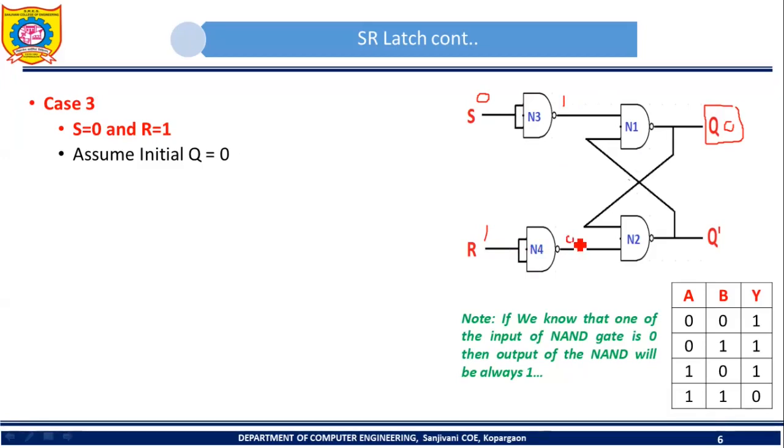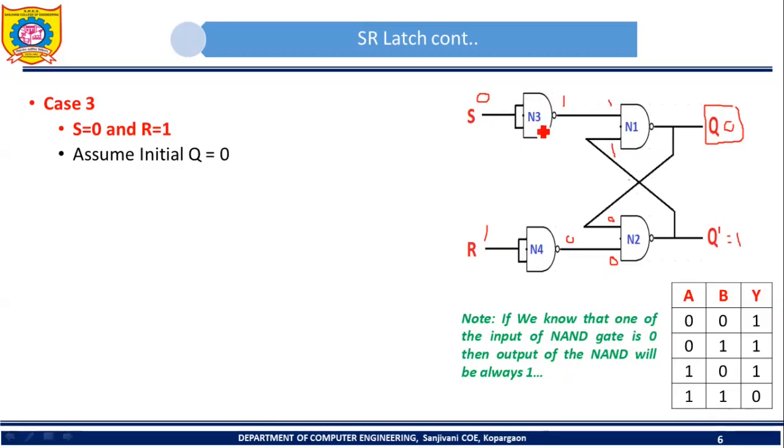So what will be the output? Output will be 0. Right? Now initial Q is 0. So that 0 will become input to N2. So this 0 will also become input to N2. So here both inputs of N2 are 0 0. So what will be the Q prime? So Q prime will be 1. So this 1 will become input to N1, which is other input to N1.